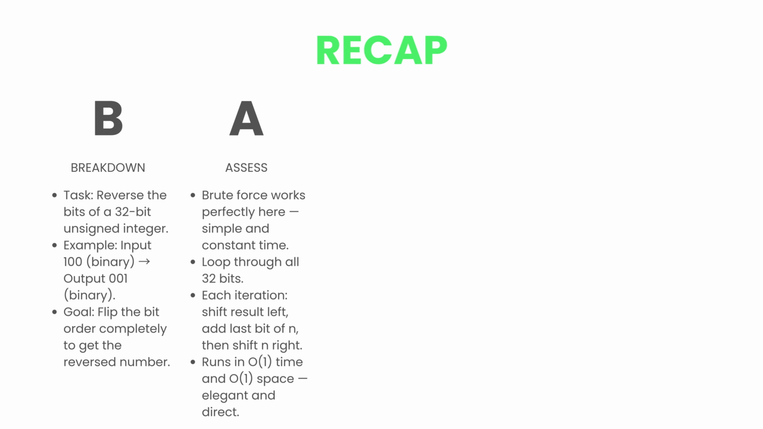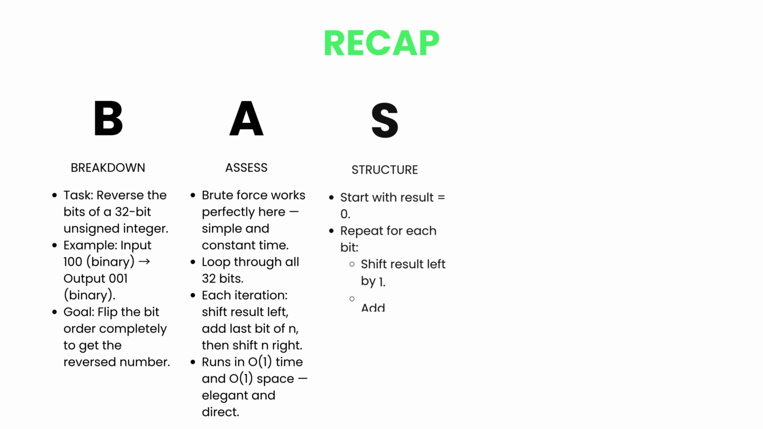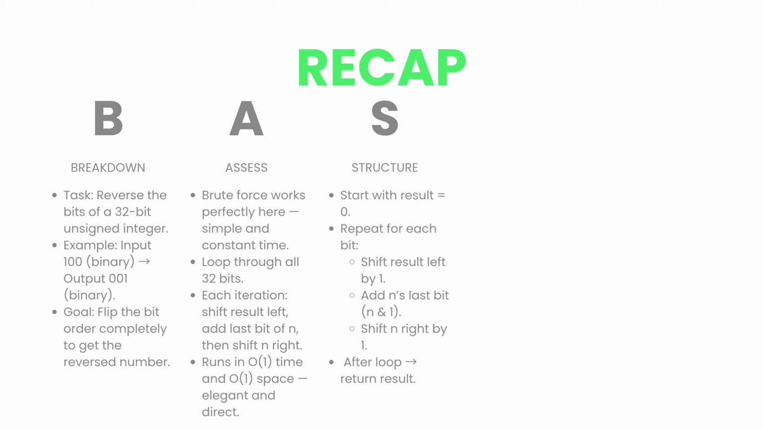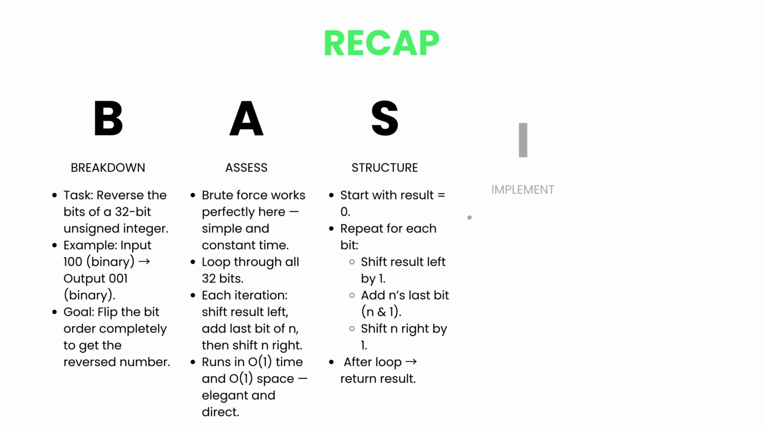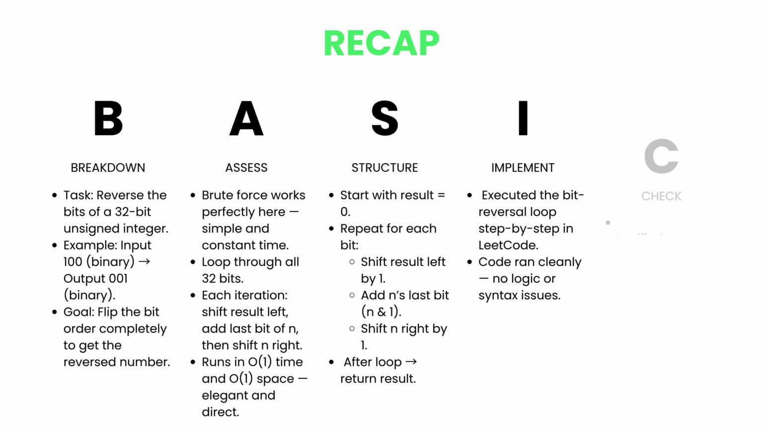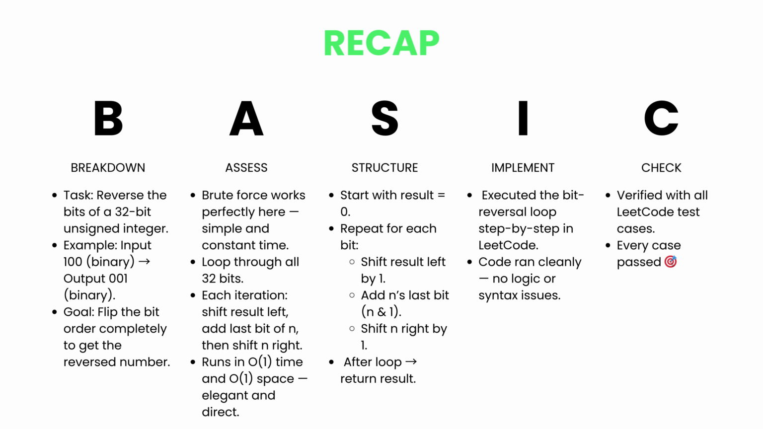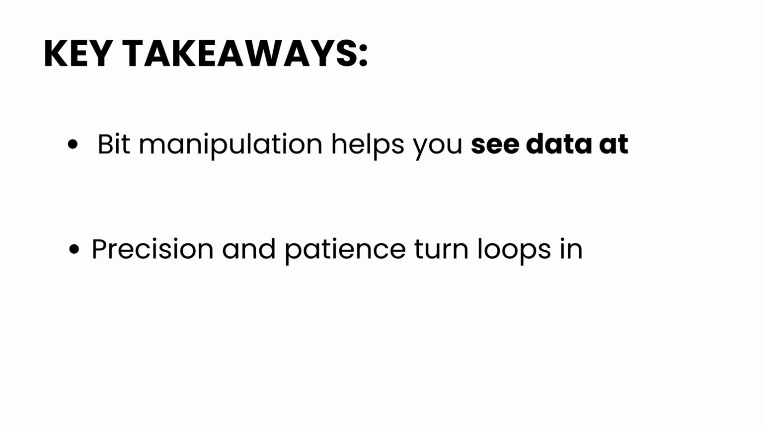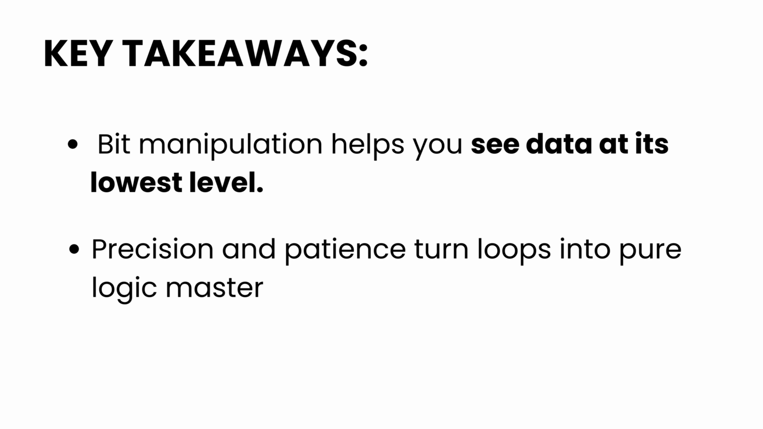Structure recap: we built our logic step by step. Initialize a result, shift it left each time to make space, take the current bit from the original number, and move to the next bit by shifting right. Implement recap: we then implemented this logic directly in LeetCode, and the code ran smoothly without any syntax or logical issues. Check recap: finally, we verified our result using LeetCode's test cases, confirming that our function correctly reversed the bits every single time. The key takeaway here is that sometimes the most direct approach, like looping through each bit, can be both clean and optimal. Bit manipulation problems often reward clarity over complexity.